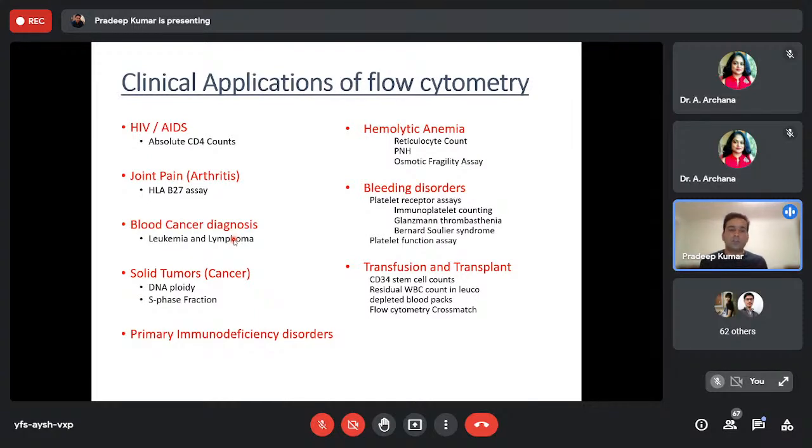And then you can look for solid tumors as well. You can extract a solid tumor from the patient's body, homogenize those tissues and prepare a single cell suspension out of it, then stain for some markers, and that's how you look for solid tumors.